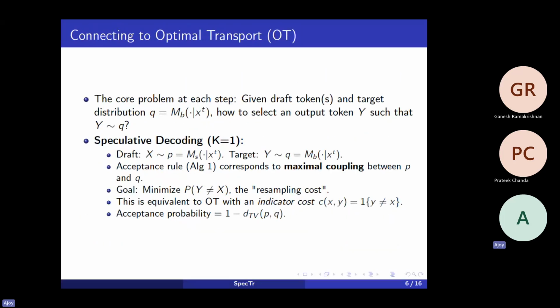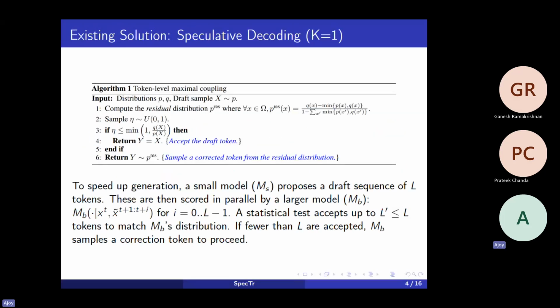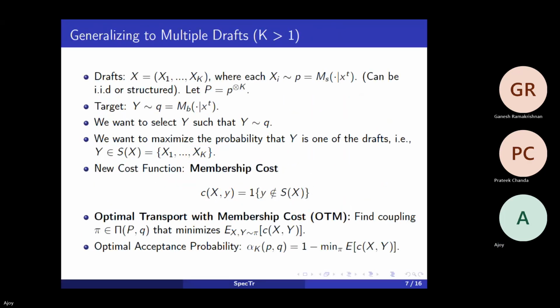So basically if you have an optimal transport between the distributions P and Q, and you have a sample X from the smaller distribution, now you compute the optimal cost between both the distributions P and Q, and just like the algorithm says, if Q is greater than P, then just take the token, and if Q is less than P, take the token with probability Q by P, and otherwise sample from the residual distribution.